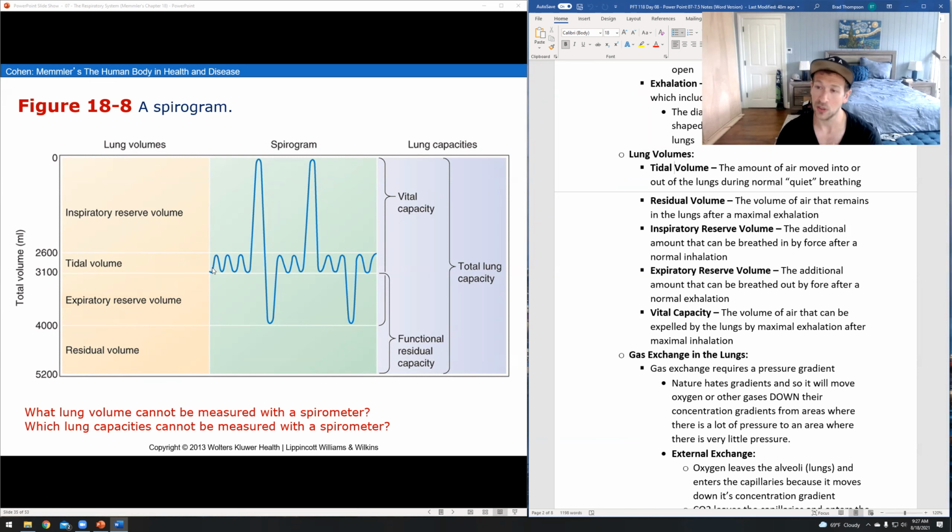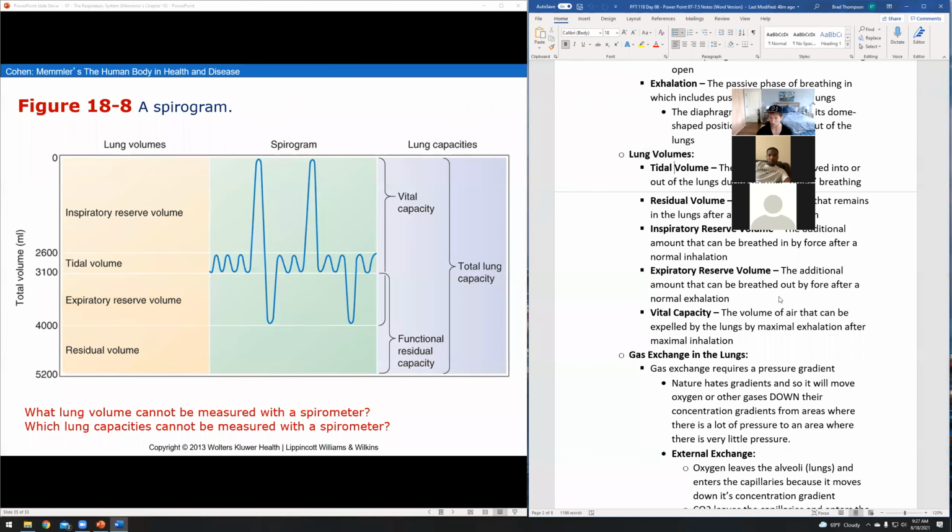So the normal breath in that you guys are taking right now, I mean, I don't think any of you are going on a jog right now. I think you're all probably pretty relaxed while you're listening to me. You are using what is called your tidal volume.